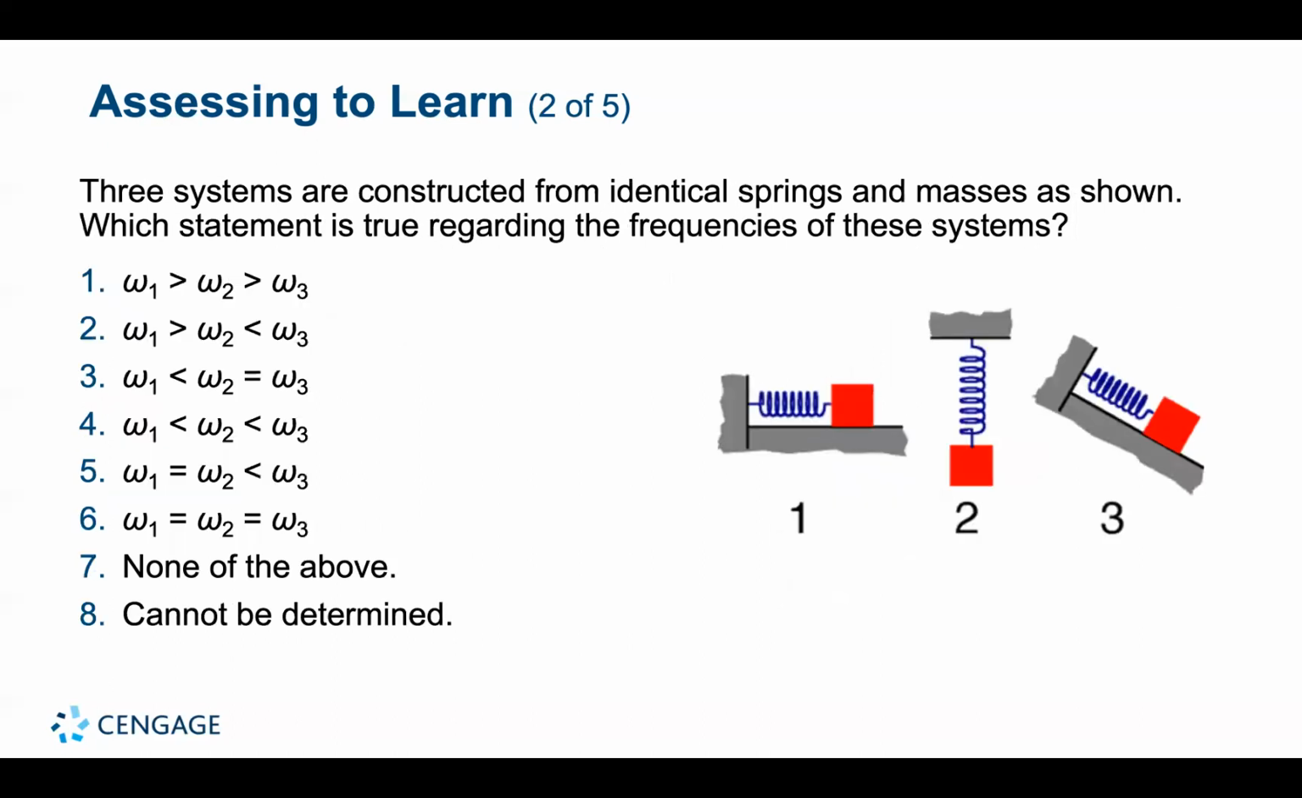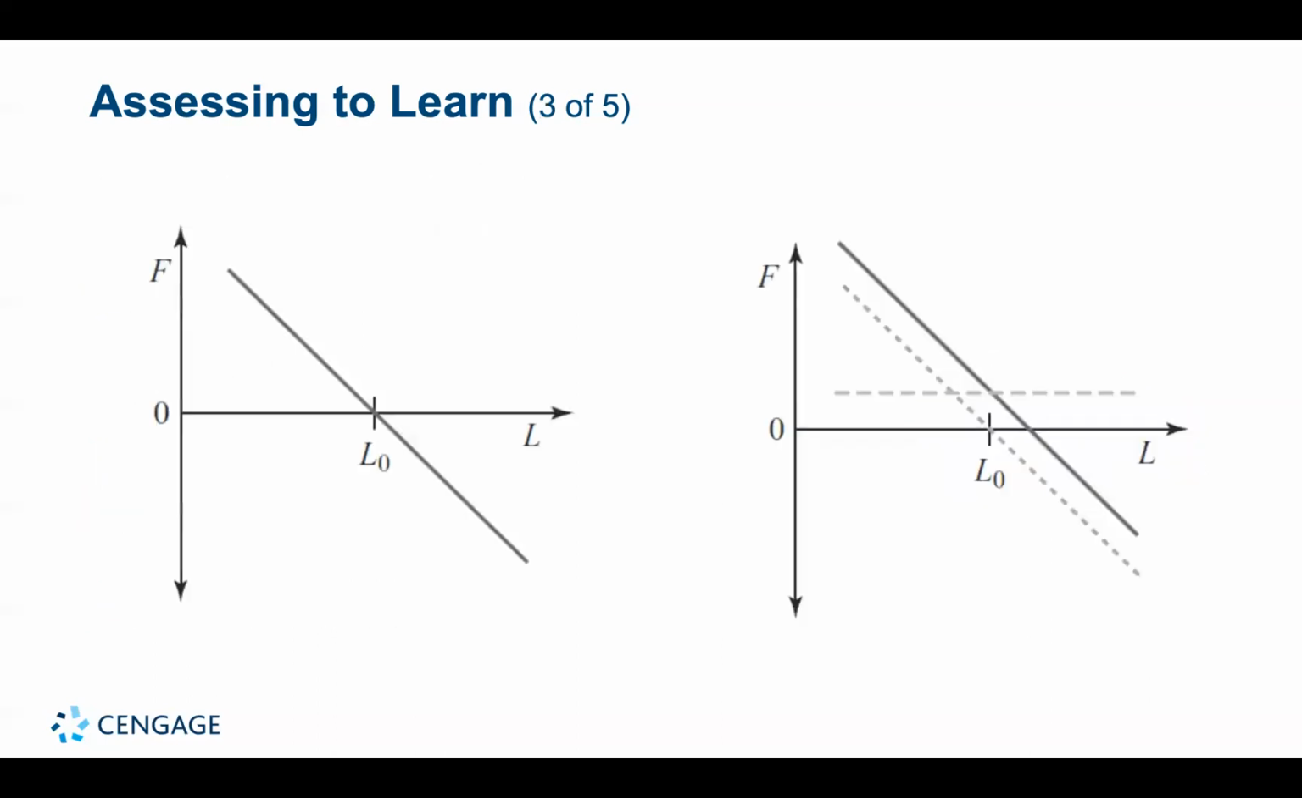Three systems are constructed from identical springs and masses as shown. Which statement is true regarding the frequency of these systems? And the answer is ω1 is equal to ω2, which is equal to ω3. I'm going to leave that up to you guys. You can do a little bit more evaluation of that offline, just due to the time. So we'll have this figure and then we'll go on to the next chart.